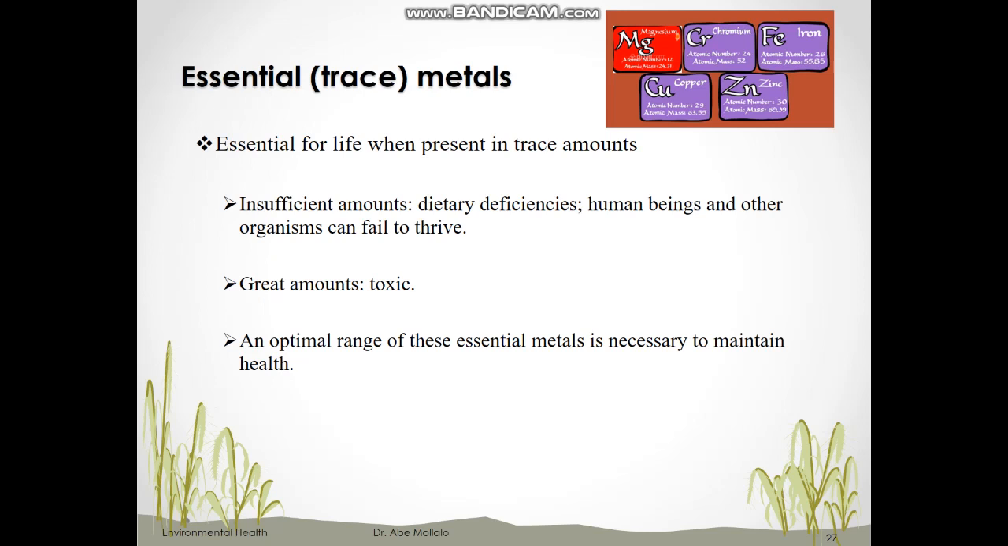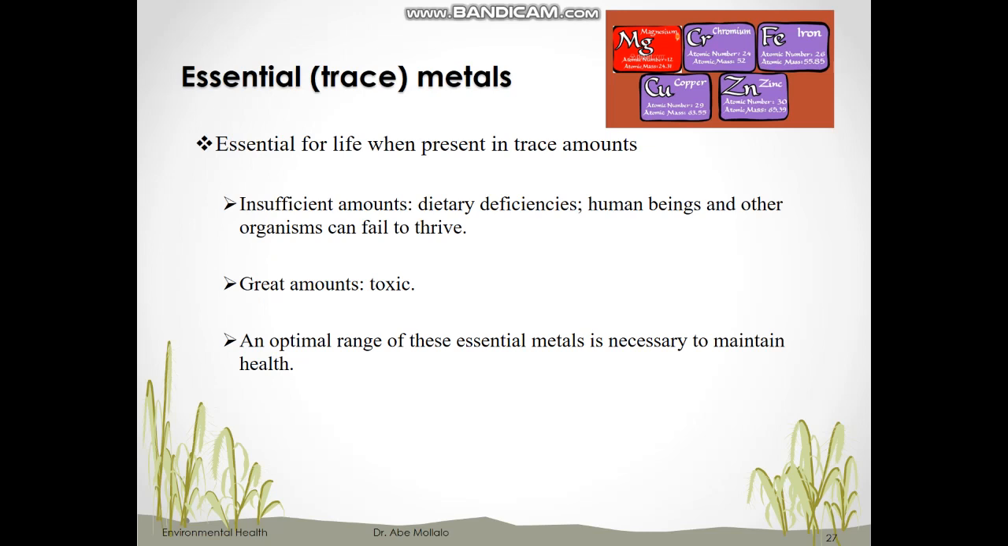Some major characteristics of trace metals: they are essential metals for our life in a trace amount. Some examples are iron, copper, and zinc. An insufficient amount of trace metal is associated with dietary deficiencies, and lack of trace metal causes some organisms to fail to thrive or stop working. On the other hand, a high concentration of trace metal can cause toxicity. So to maintain our health, an optimal range of trace metals is necessary for our body.